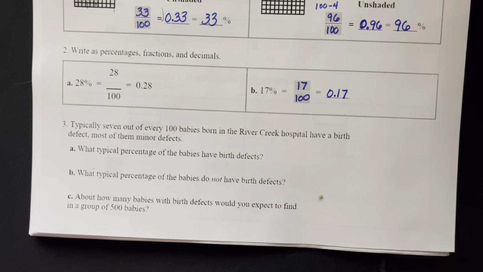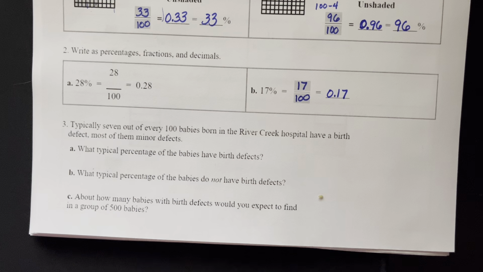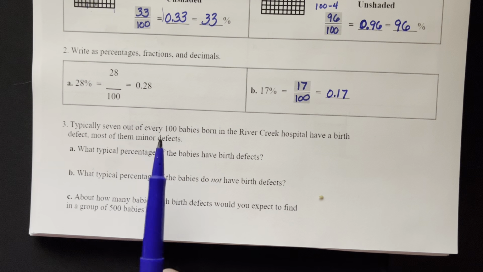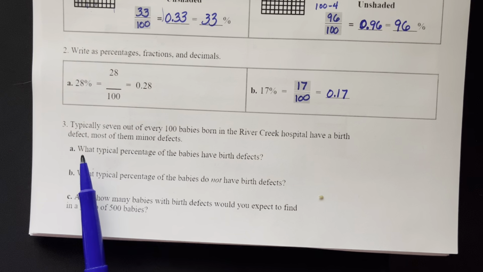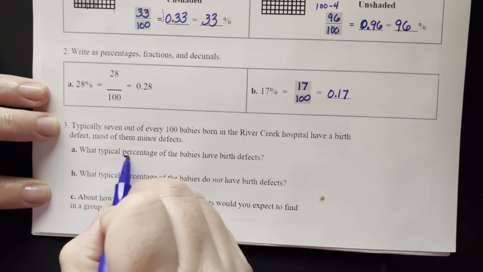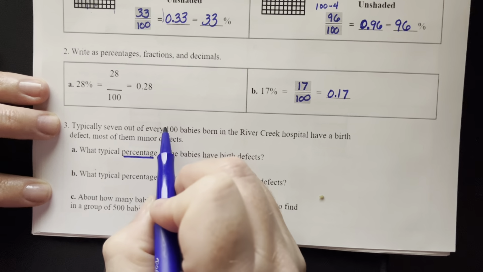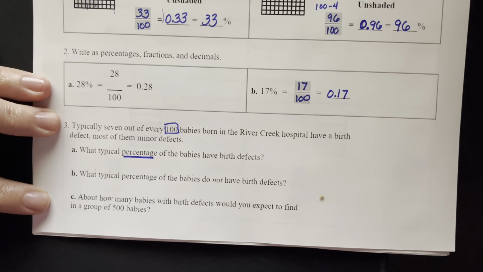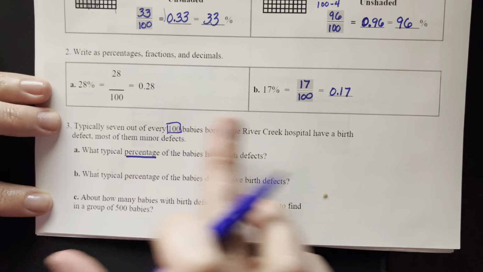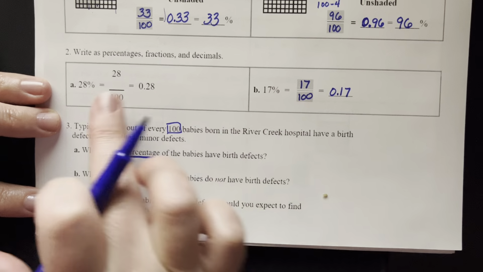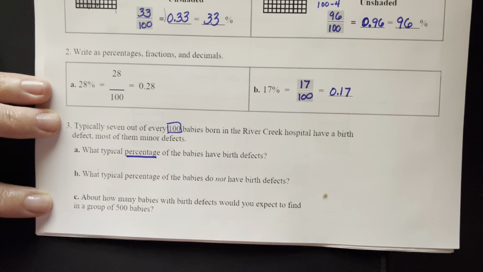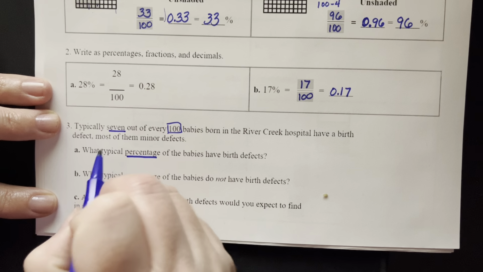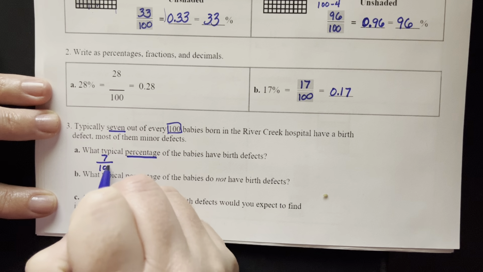So we're told the ratio, typically 7 out of every 100 babies born in River Creek Hospital have a birth defect. Most of them are minor. So we're given a ratio, meaning usually a fraction representation, and we want to know the percentage. And they were kind here, and they gave us the relationship out of 100. So we can use the similar structure that we just did in the first two problems. So we're told it's 7 out of every 100.